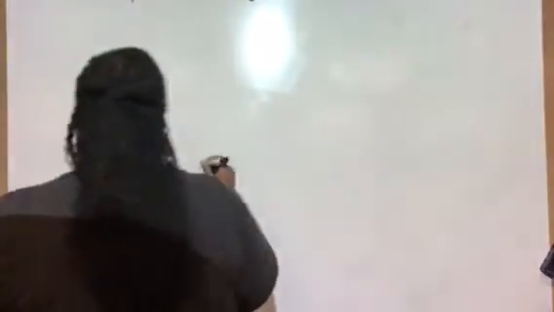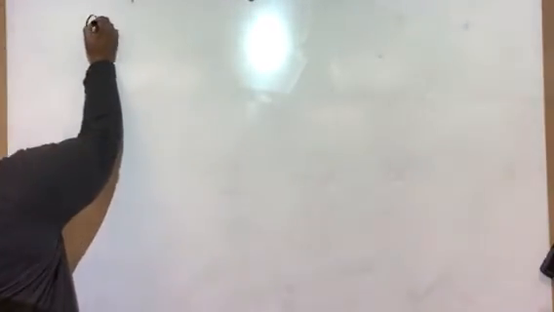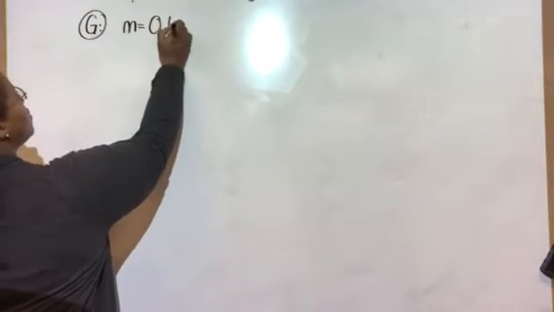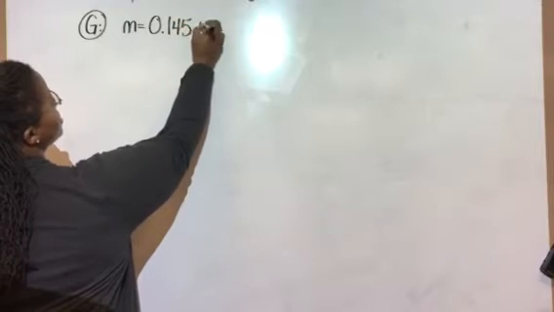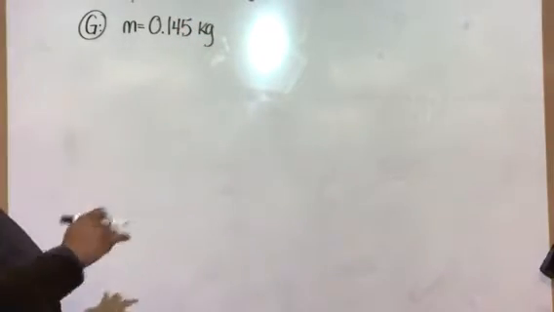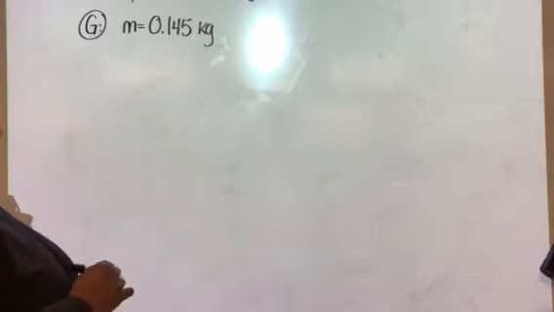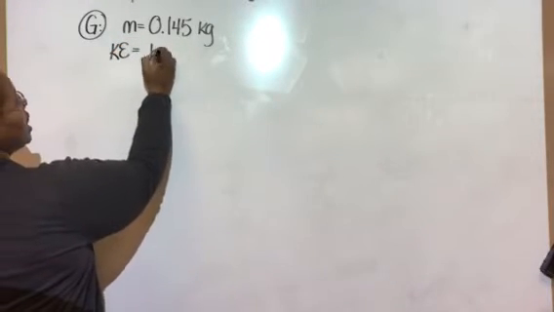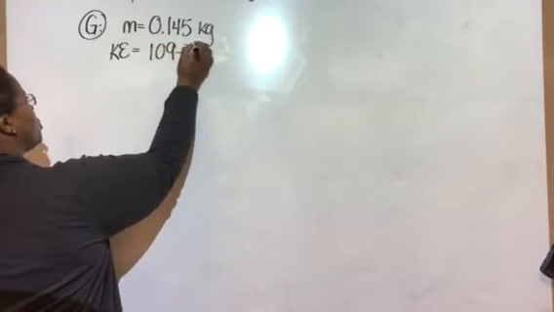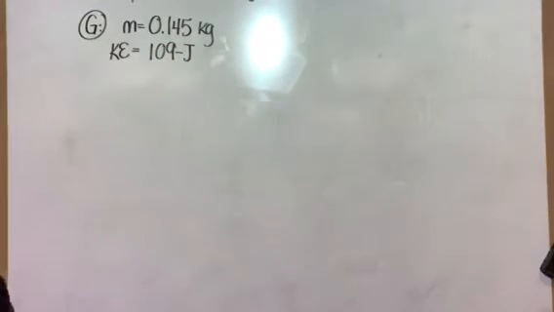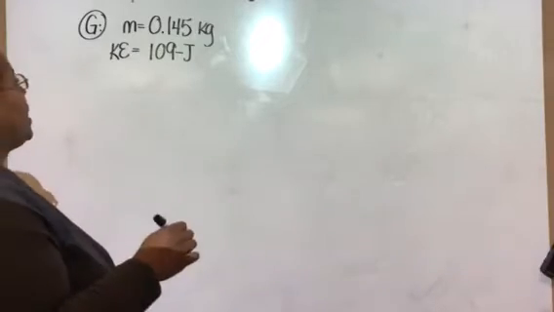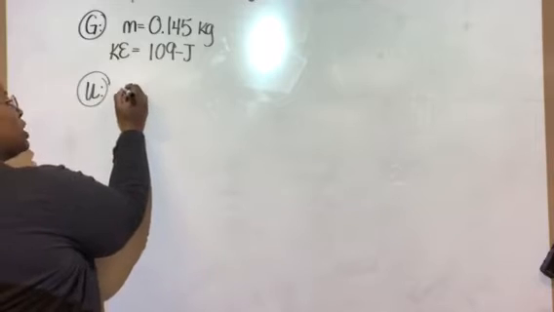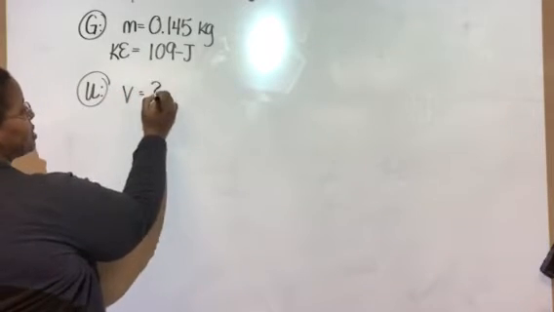So, in the problem, they provided us with a mass of 0.145 kilograms. They also told you that your baseball had a kinetic energy, KE, of 109 joules. You were asked at this point to find your unknown, which is speed, which we know they're referring to velocity.